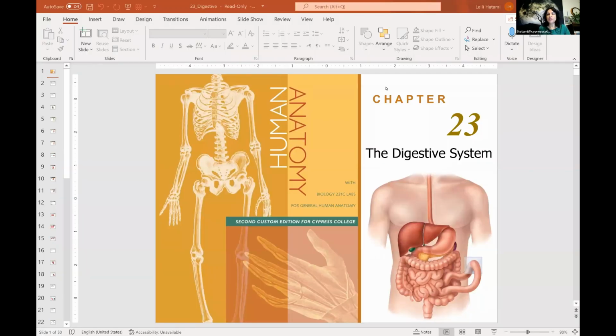Okay, the digestive system is one of the important organ systems in our body, which we should know: the organs of the digestive system, a little bit about their histology, and also their function. But you all know that the digestive system's job is to digest the food, to break down the food into smaller pieces, into the nutrients.